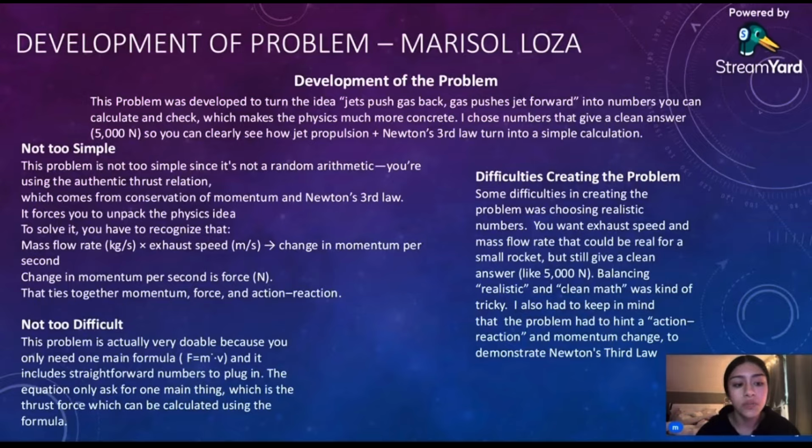Not too difficult. This problem is very doable because you only need one main formula, F equals m times v, and it includes straightforward numbers to plug in. The question only asks for one main thing, which is the thrust force, which can be calculated using the formula.